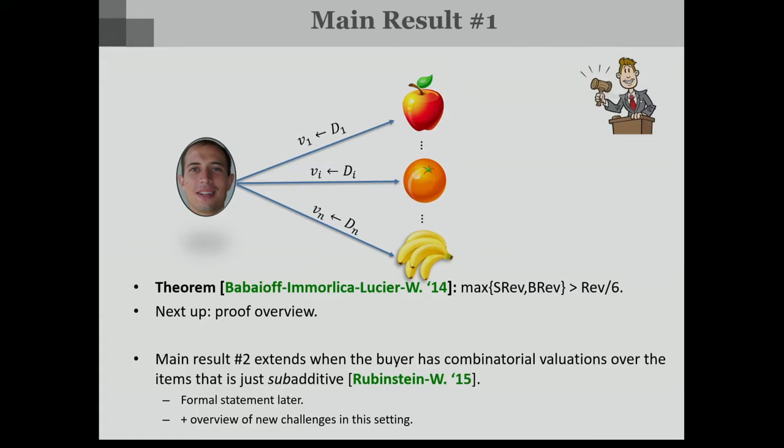Okay, and so for the next 10 minutes or so, I'm going to try to give you a pretty high-level overview of what the proof of this looks like. And then at the end of the talk, I'm going to state a little bit about the second result I wanted to talk about, which is that in joint work with Aviad, we're able to extend this result to a setting where the buyer has combinatorial valuations over the items, that is, sub-additive. So here he might have values that depend on exactly which set of items he gets. I'm not going to give you a formal statement now, and I'll overview why these settings are very different later as well.